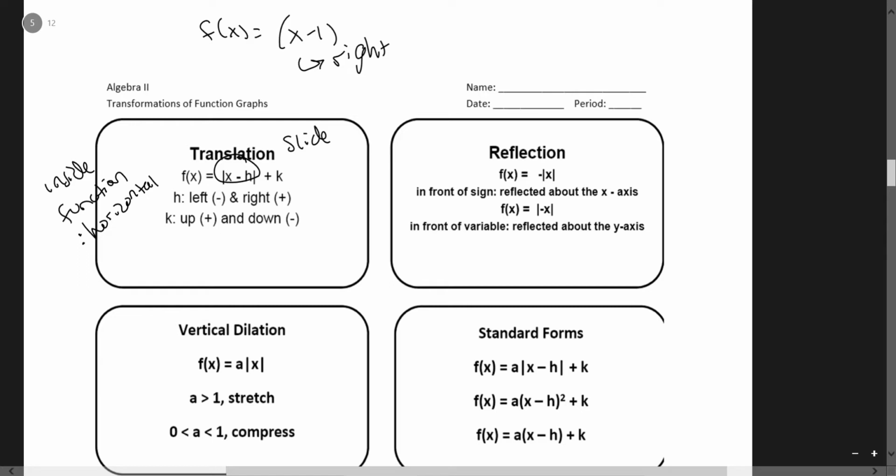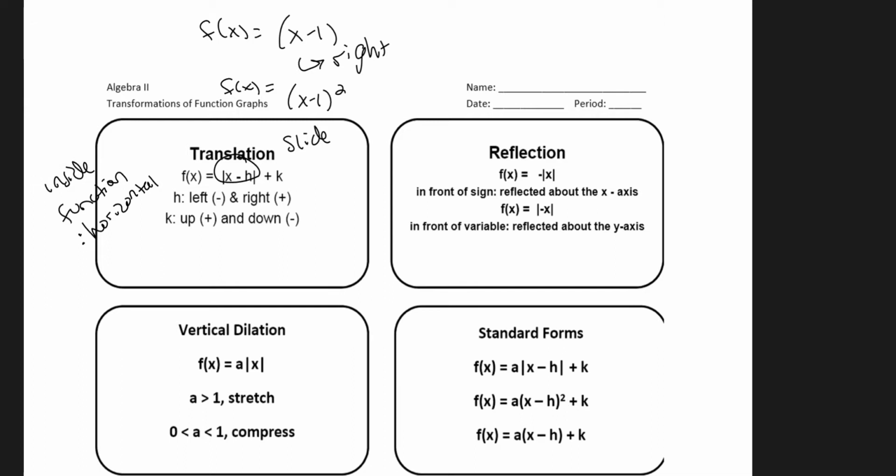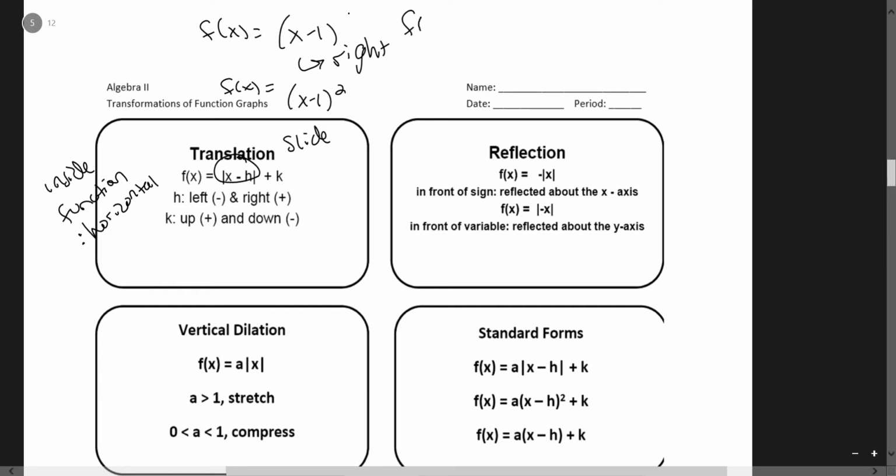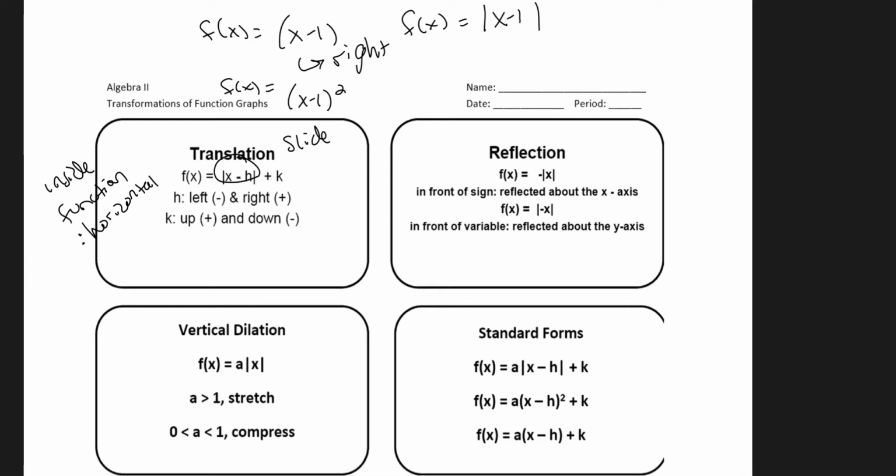Now again, this is a linear function. If I wanted to see it in terms of quadratic, it would look something like this, with the squared there, that's telling me it's quadratic. We're still moving to the right by 1. Similarly, with the absolute value, it would look something like that. But again, since it's inside what's happening in the function, that means it's a horizontal translation.